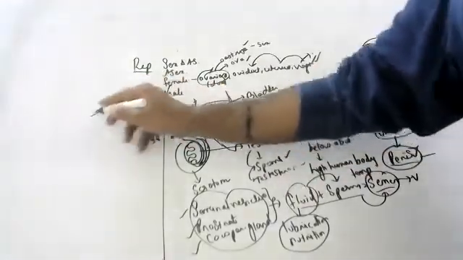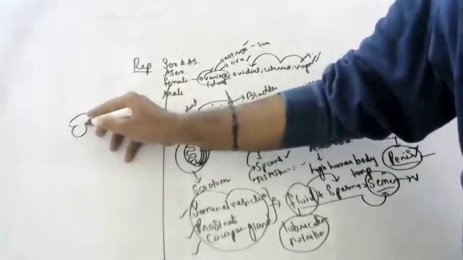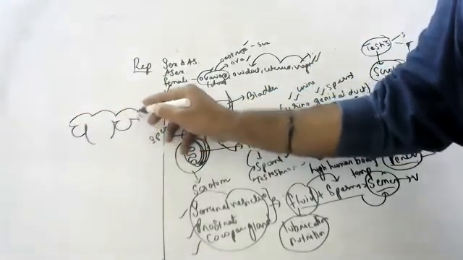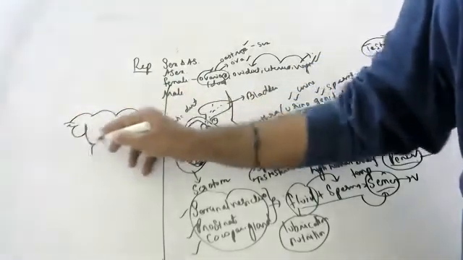Yesterday I told you, what happens in the oviduct? Fertilization takes place. Fertilization takes place in the oviduct. I told you that, children.